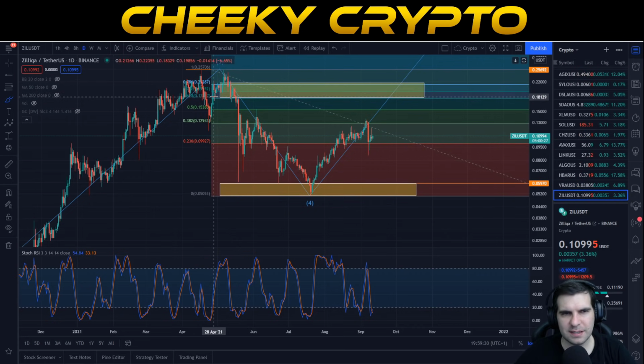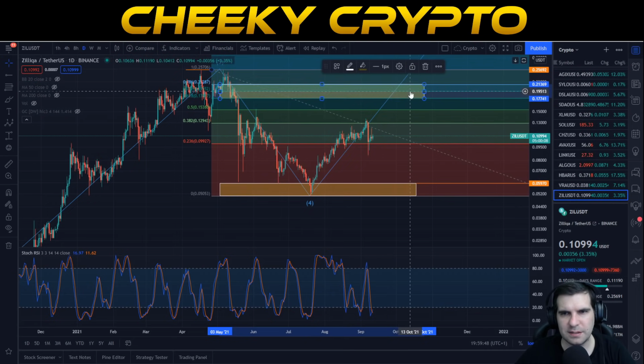Now, obviously the 618, the 702 and the 786, these areas up here, or this yellow box area, is absolutely key and is vital for us to see a good position occur here for ZIL. So let me just get rid of that. I'll just notice that this is a little bit out of kilter. Let me just pull that back into place and make sure that it stays where I want it.